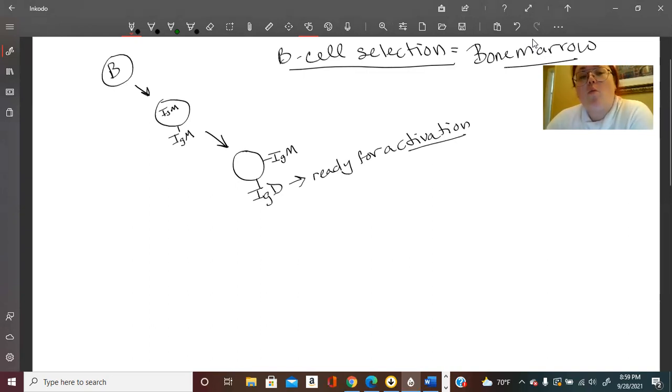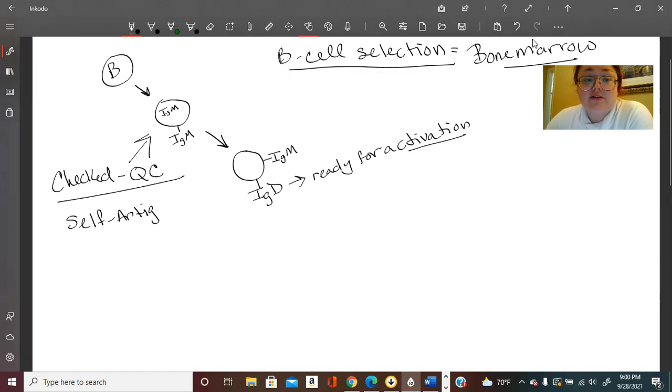Now, what's happening in this step of selection is that the IgM is going to be checked. Remember I said the selection process is almost like a quality control process. So this IgM, which is essentially an antibody receptor, is going to be checked with self-antigens. Do we want our B cells to react and respond to self-antigens? We do not.